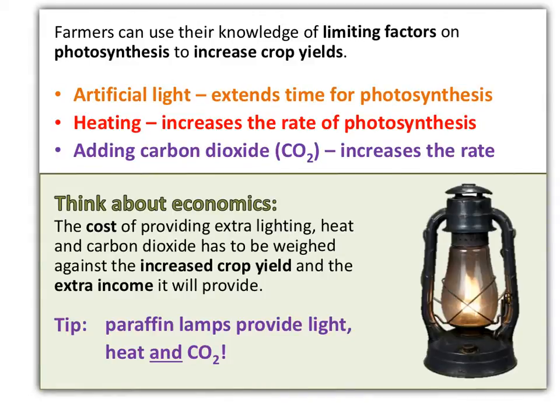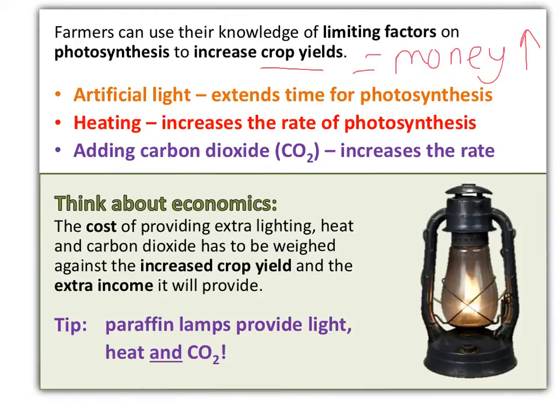Now, farmers can use their knowledge of limiting factors to increase their crop yields. This is because bigger crop yields equals more money. Okay? So we might put artificial light, because remember there's only certain parts of the day where it's sunny, so this extends the time for photosynthesis. We might use artificial light in the winter when the days are shorter.